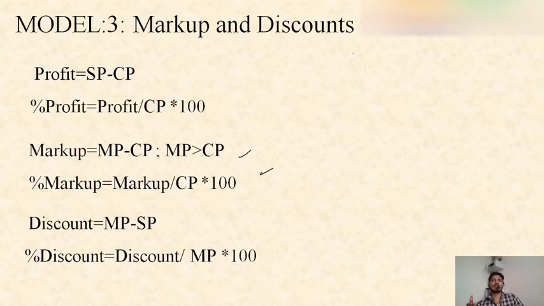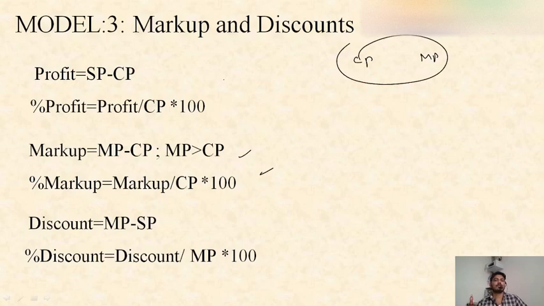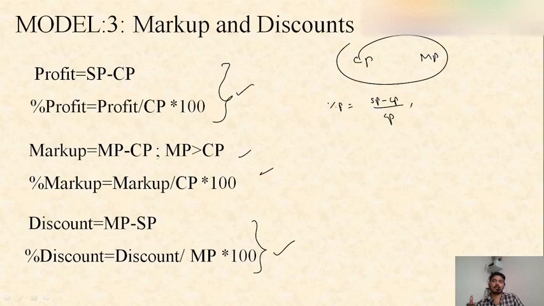So let us try to establish a relation between the cost price and the market price of an item. For that derivation, let us consider this first equation and this second equation here, and simplify them. Percentage profit will be equal to SP minus CP divided by CP into 100. If I simplify this equation, it will be SP equal to CP of 100 plus P divided by 100.